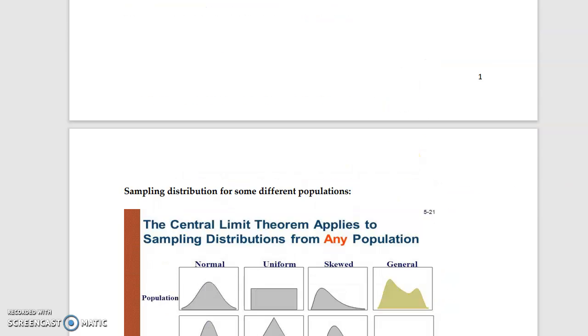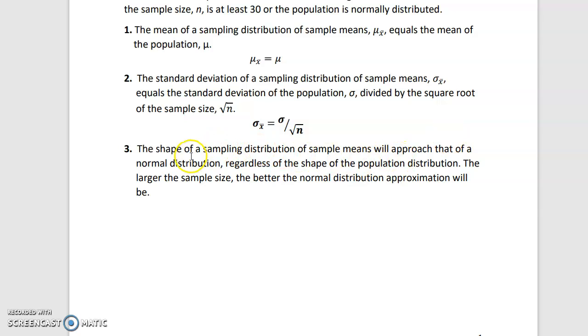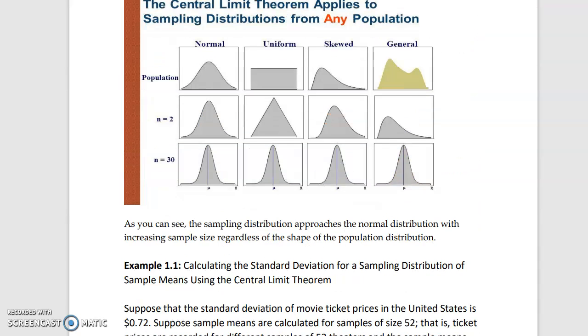And that's what number 3 says. Number 3 says the shape of a sampling distribution of sample means will approach that of a normal distribution, regardless of the shape of the population distribution. That's what we just showed. The larger the sample size, the better the normal distribution approximation will be. So if we increase the sample size high above 30, we should get an even better normal distribution. Okay, so that's basically what I want to show.